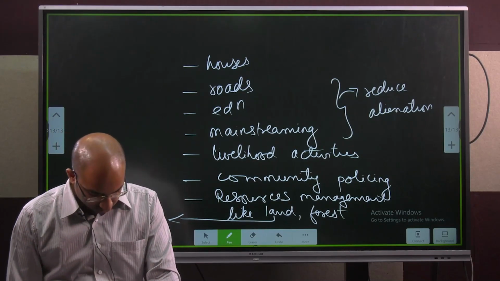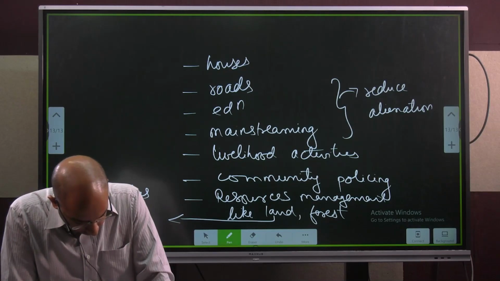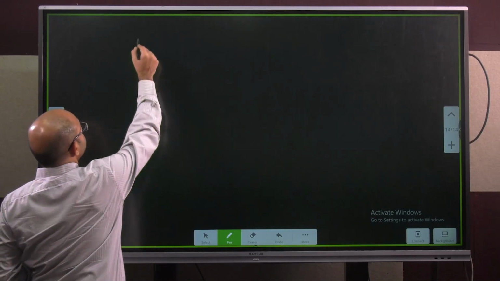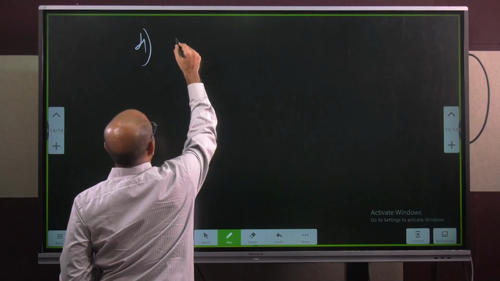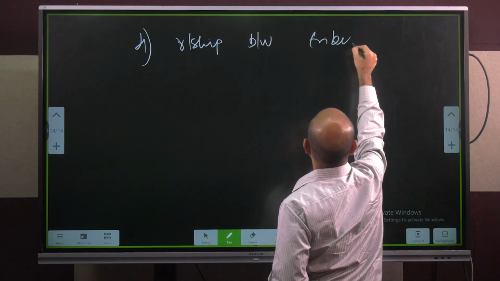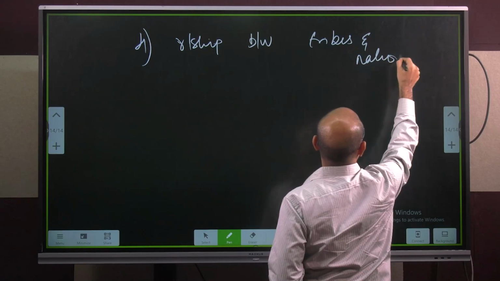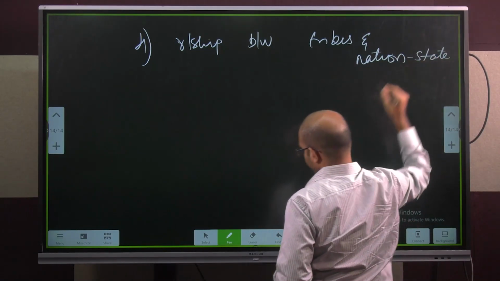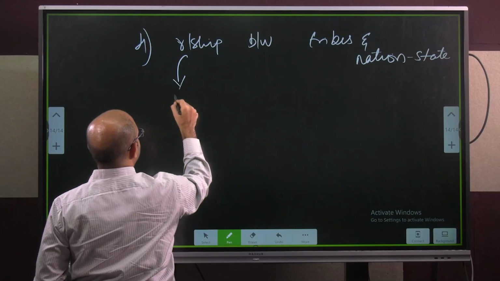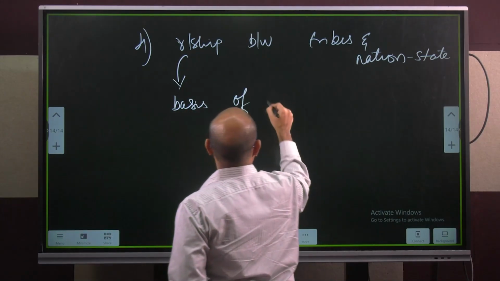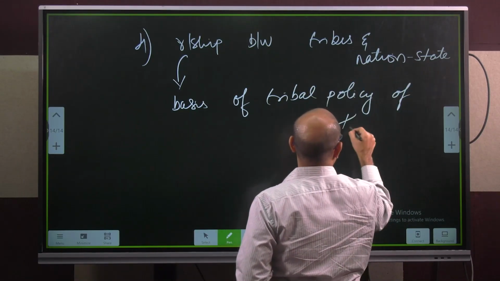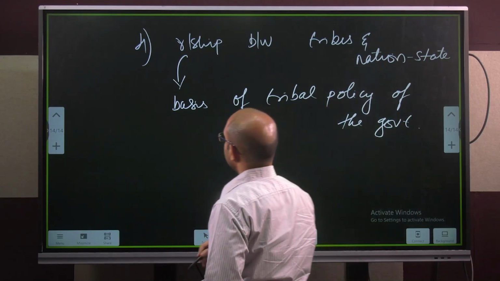Next question is the assimilation and isolation debate. This is a very classic example. The assimilation and isolation debate deals with what should be the relationship between tribes and the nation state. That is the whole issue. What should be the basis of the tribal policy of the government? That is the whole issue here.